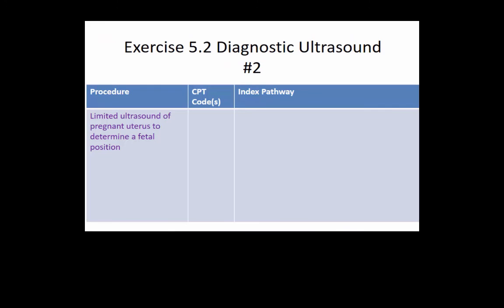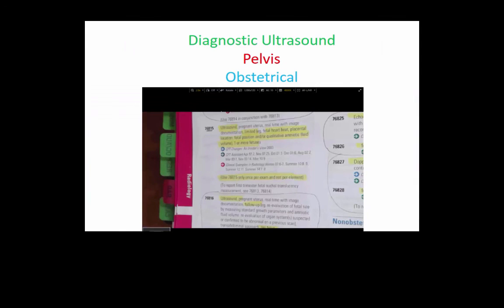A limited ultrasound of a pregnant uterus to determine a fetal position. In this case, a diagnostic ultrasound, it is defined as limited, and you are doing it for a specific purpose, being to determine fetal position. A lot of times when you are selecting a code, you are going to read the different code descriptions within a range of codes that's referred to you by the index to find the specific thing that you're looking for. You see we have all these ranges given to us in the index, but when we go to these codes and start reading, it does say fetal position would be one reason why you would do this ultrasound.